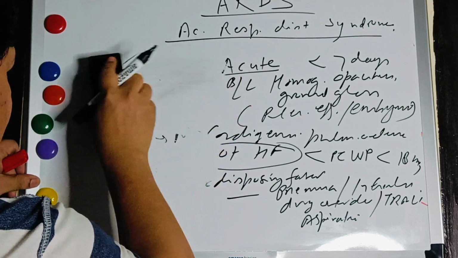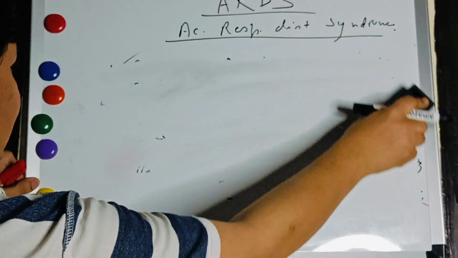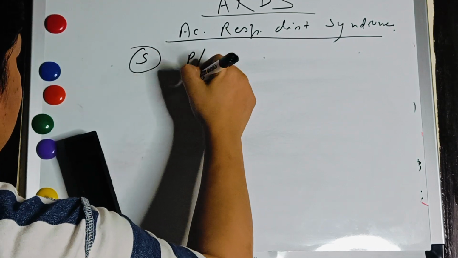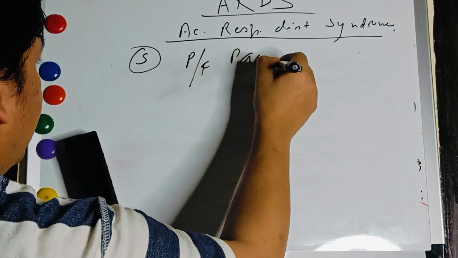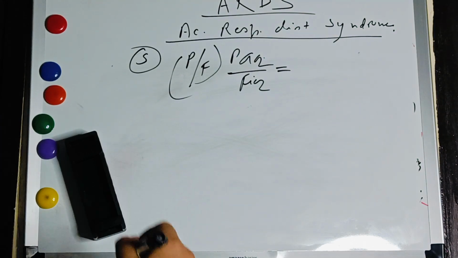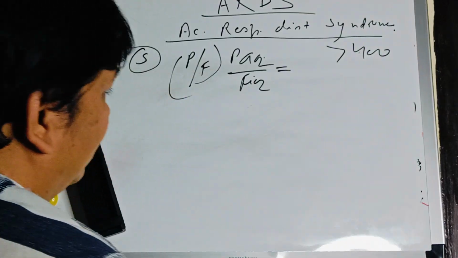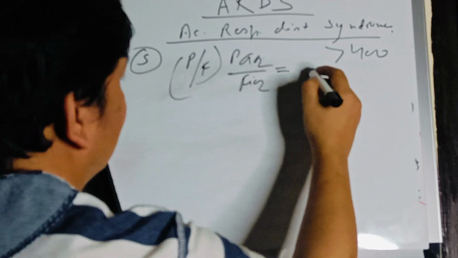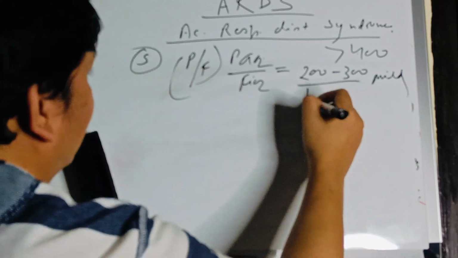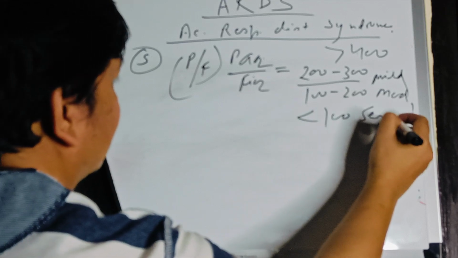And the most important criterion is based on the PaO2 and FiO2 ratio, the PF ratio, PaO2 by FiO2 ratio. According to that, normally the PaO2/FiO2 ratio is more than 400. In this case, if it is 200 to 300, it is mild ARDS, 100 to 200 is moderate ARDS, and less than 100 is severe ARDS.